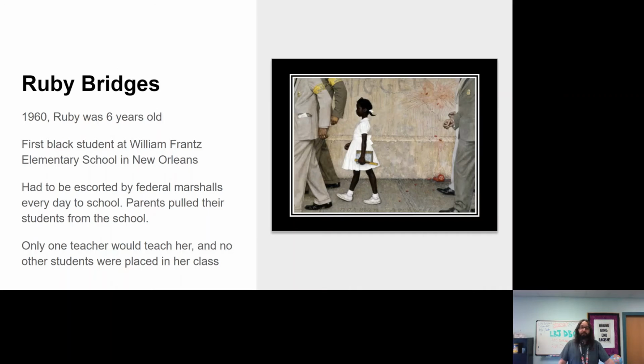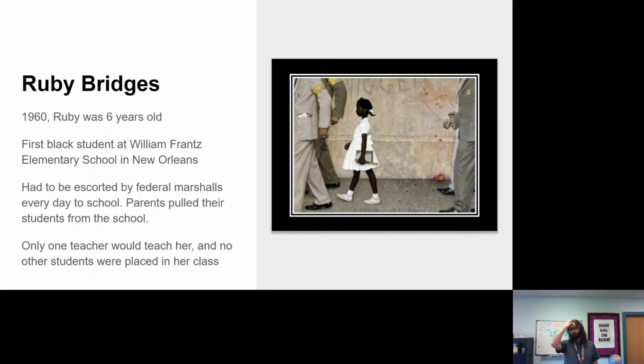A few years later, 1960, we have Ruby Bridges, the very first black student at William Frantz Elementary School in New Orleans. She had to be escorted by federal marshals every single day to school, and parents pulled their students from the school. Some parents kept their kids in the school, but wouldn't let them be in the same class as her. And only one teacher in the school actually agreed to teach Ruby. So she would go to school, protected by federal marshals, while people were throwing things at her and screaming things at her, including a whole bunch of racial slurs.